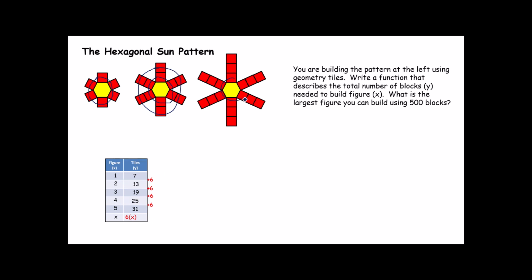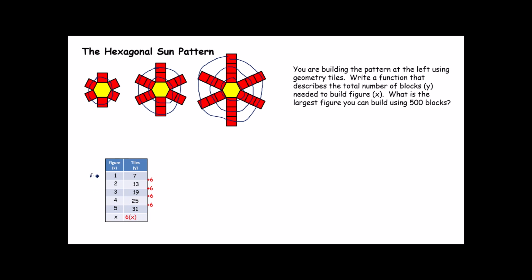And 3 sets of 6 in figure 3. So when I put in a figure 1, I have 1 set of 6. Figure 2 is 6 times 2. Figure 3 is 6 times 3. But all of those are incorrect.